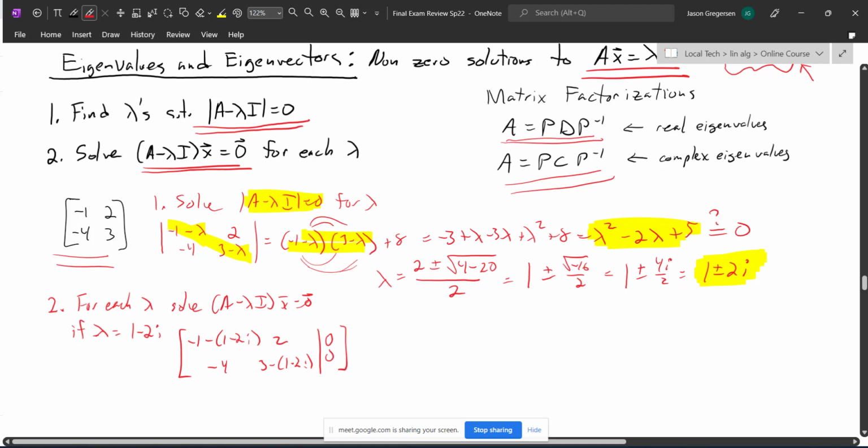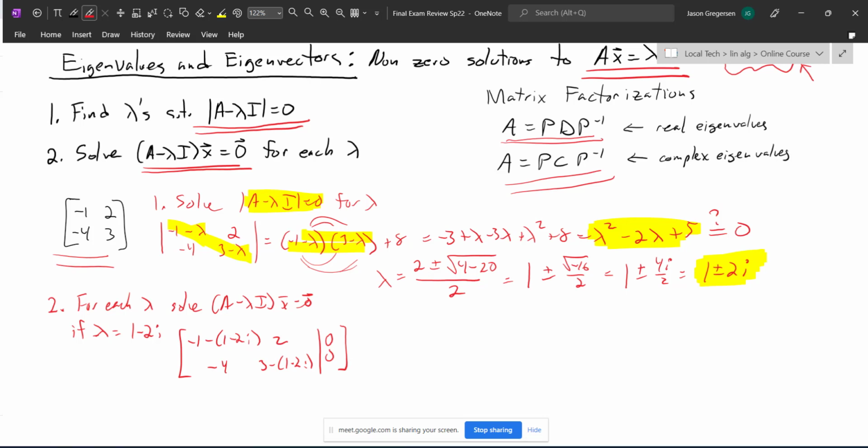I would do my row reduction on this using a little trick, and I would write my solution in parametric vector form to get my eigenvector. I'll be quiet here and give you a little time to wrap up. See if you can calculate the associated eigenvector here. If you get that eigenvector, you can type it into the chat. If you're stuck, you can type question mark as well.